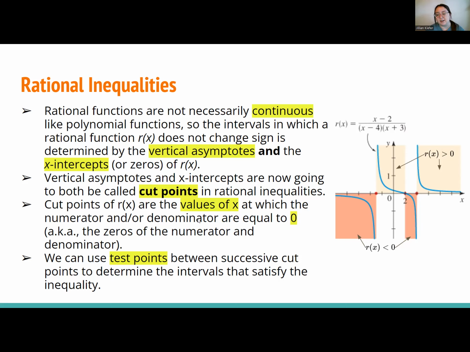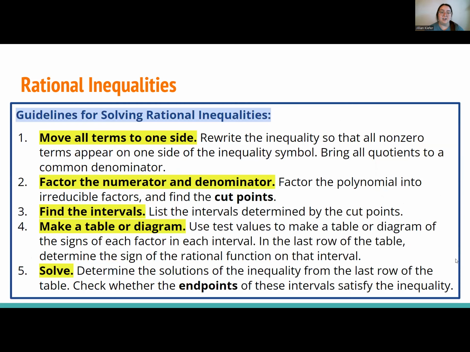So, all right, we're going to go ahead and move on here. Just one last quick look at the graph. We do see that once again, when it's above the x-axis, that's when your rational function is greater than 0 or positive. And when it's below the x-axis, that's when the rational function is less than 0 or negative. So, all right. Here are our guidelines for rational inequalities.